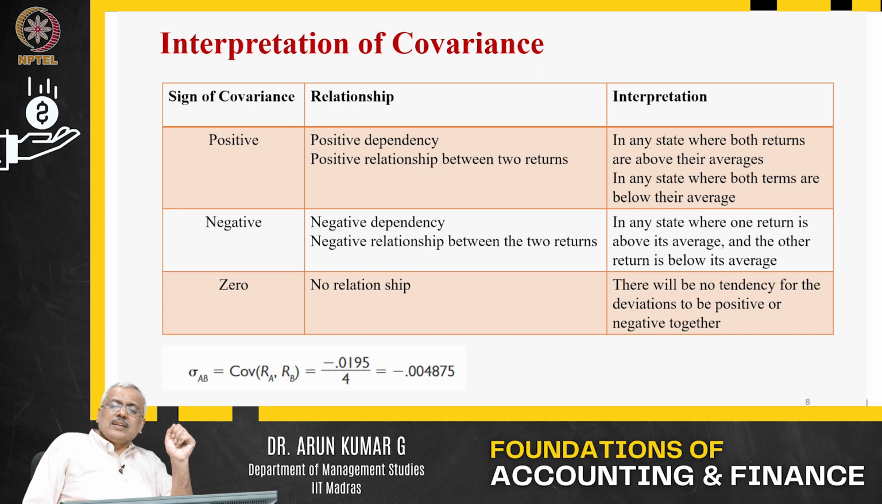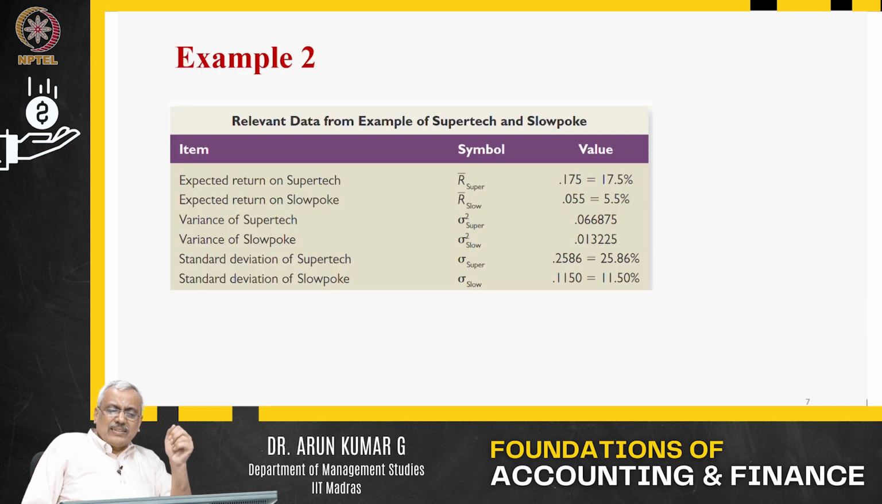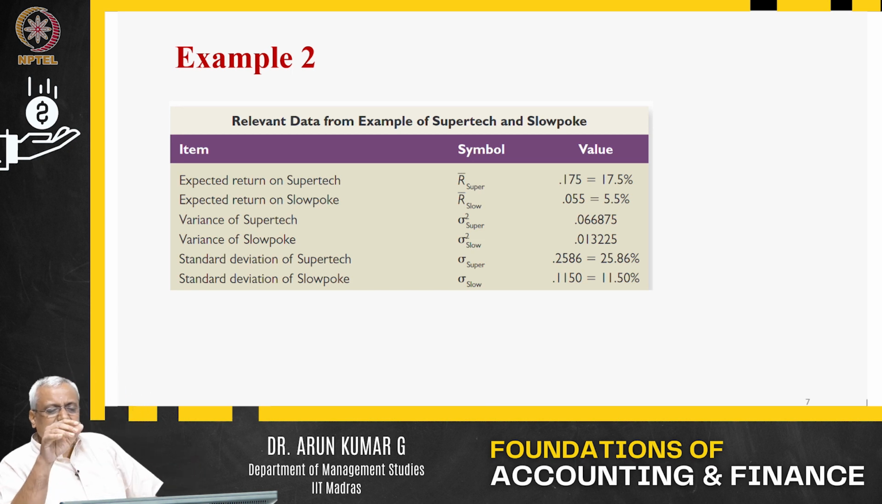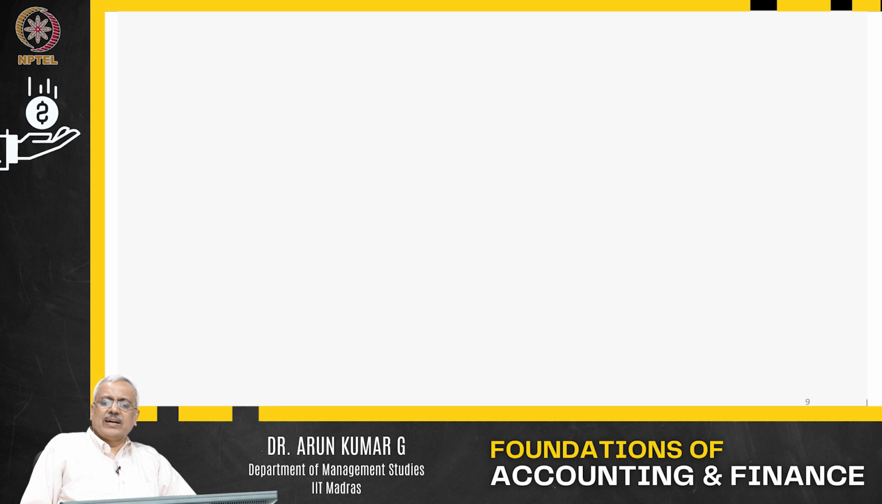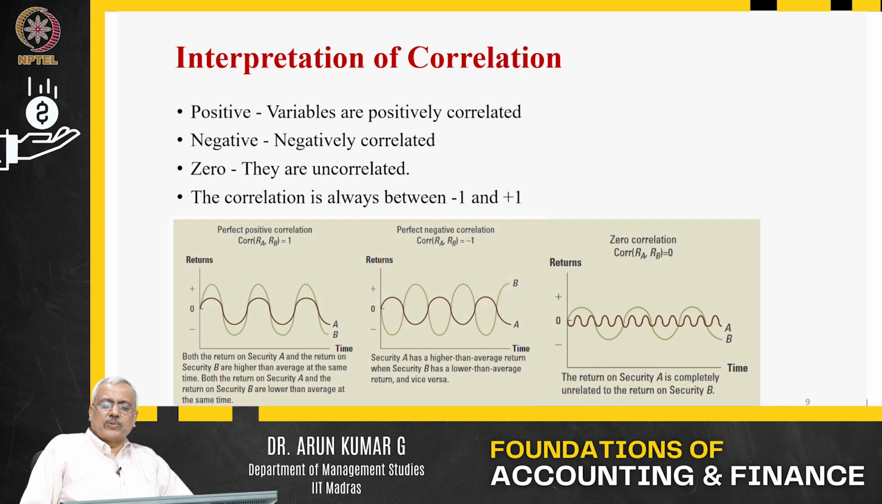Now I have example 2. These are the expected returns, 17.5, and so on. The expected return of Slowpoke was 5.5, and we got the variance and the standard deviation of both. I have just put it up, picked from the textbook, and that is what we talk about in this case.